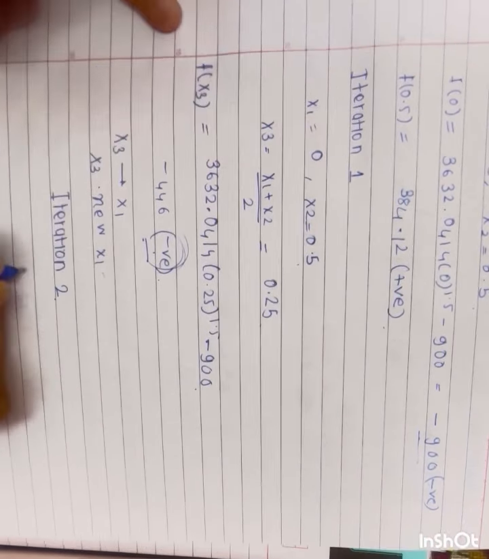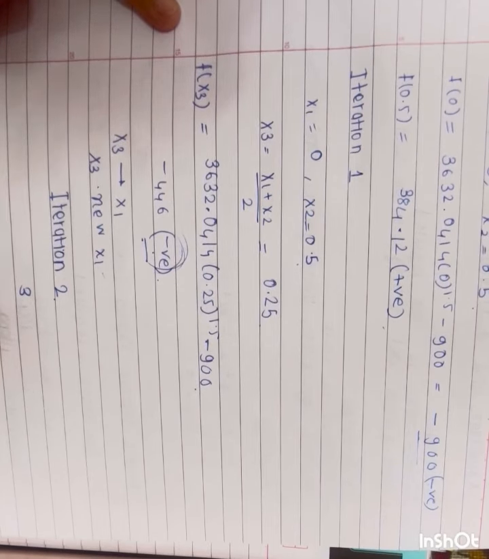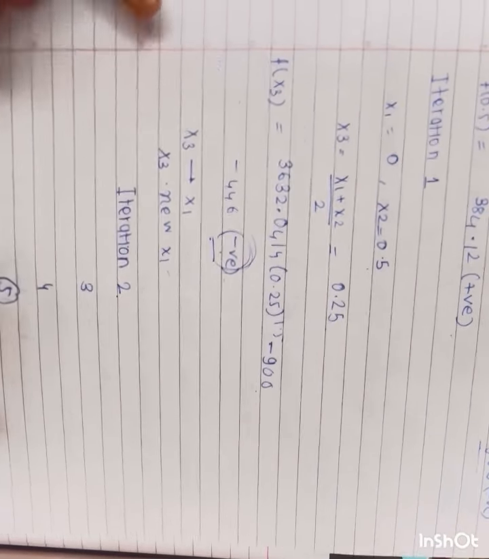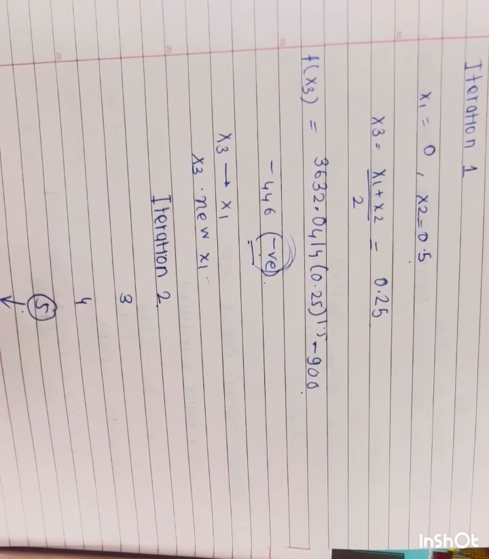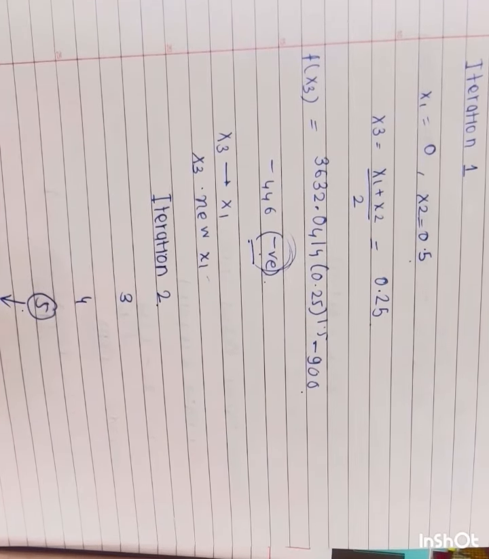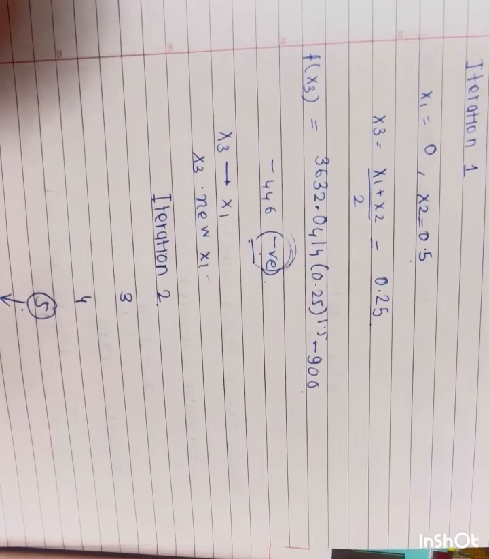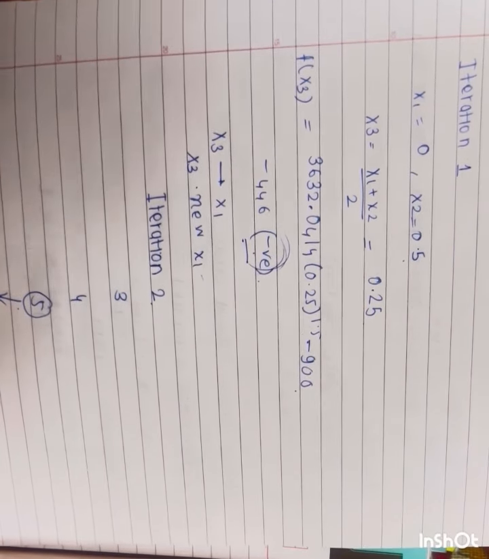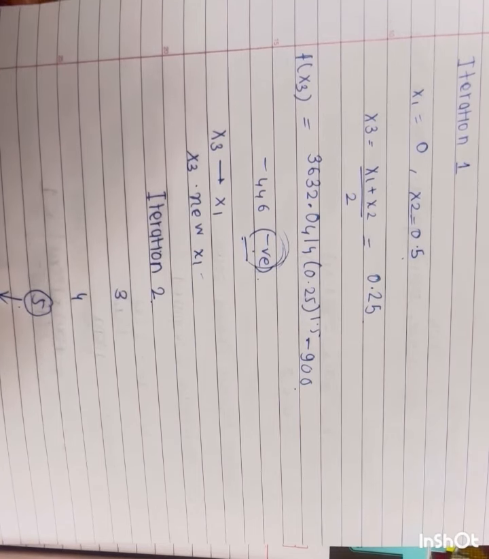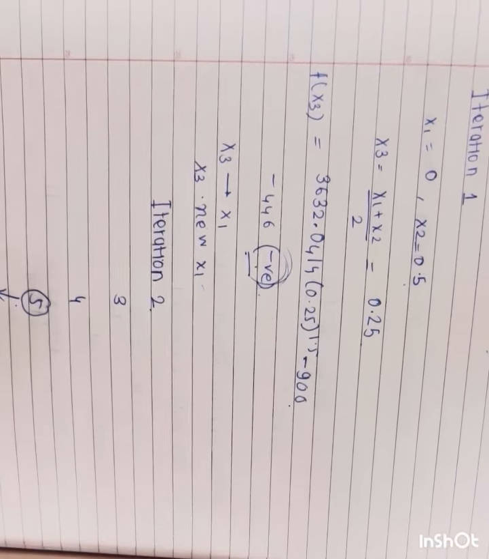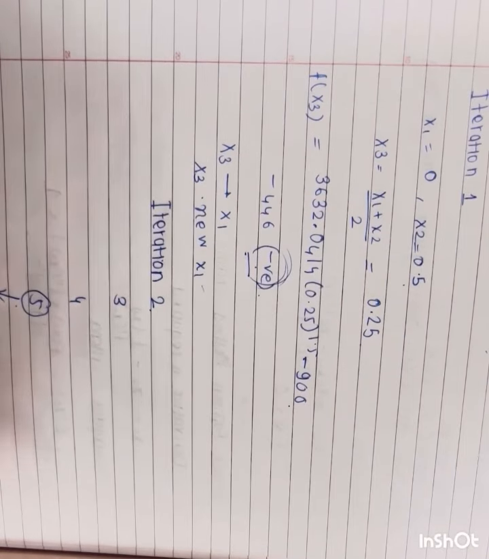And then iteration 3, 4 and 5 would be the last iteration. Whatever value comes at the end, that is our final answer. So whatever value of x3 comes over there, that is our final value. Then there's no need to substitute or recalculate anything. If they have told us 5 iterations, then we have to do 5 iterations.